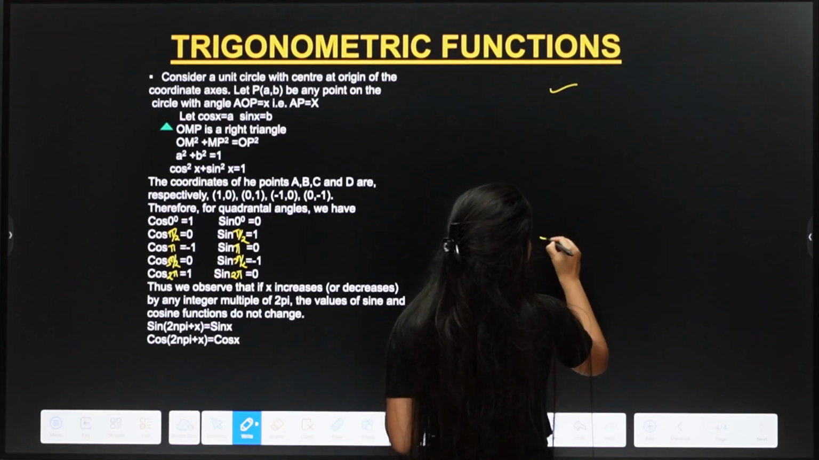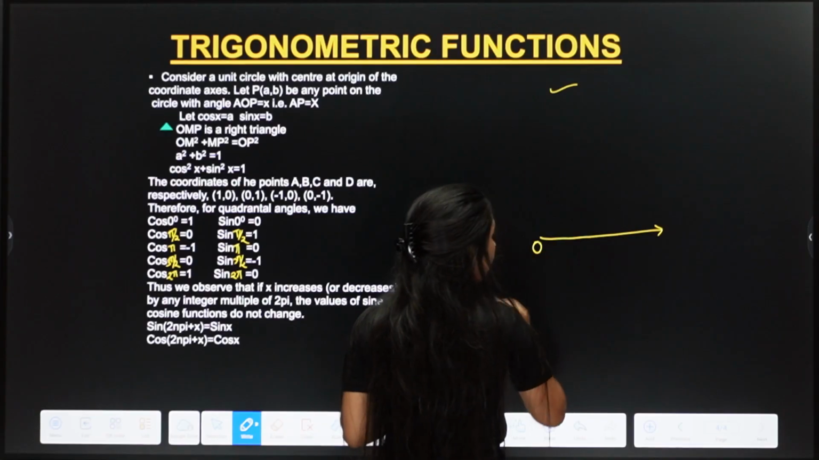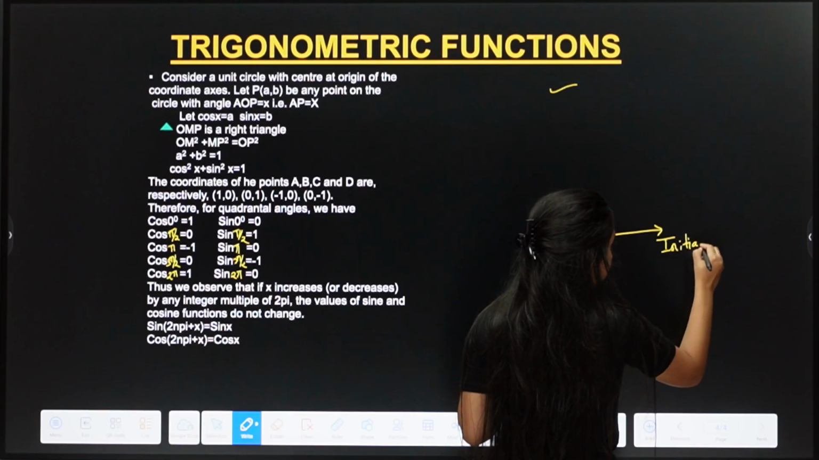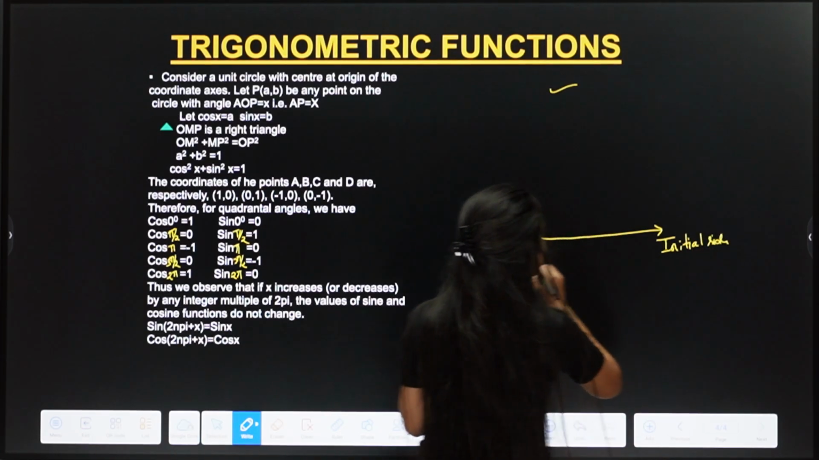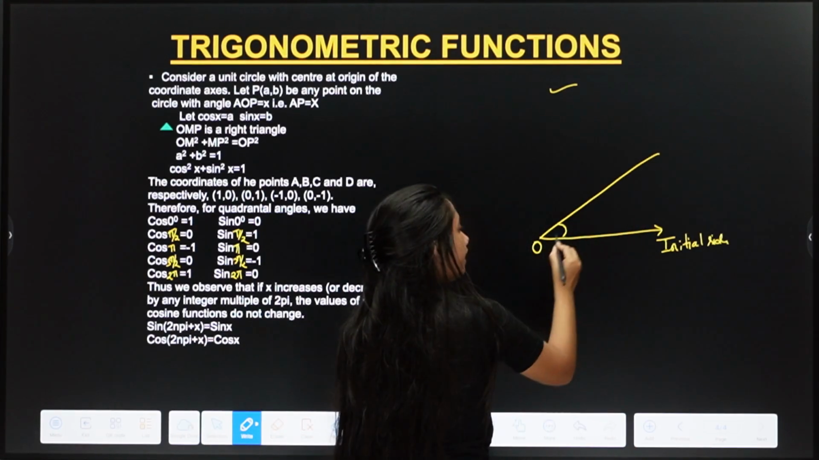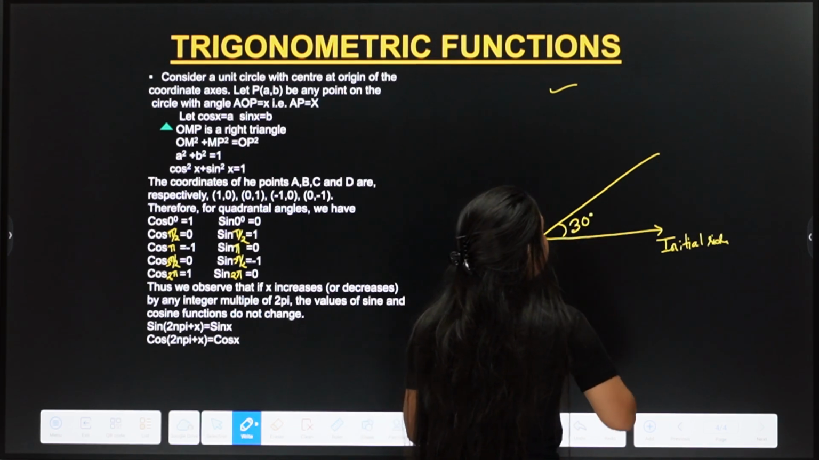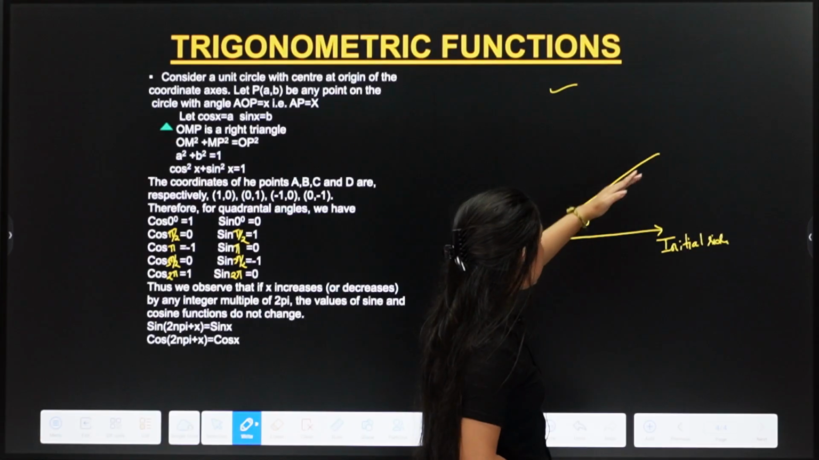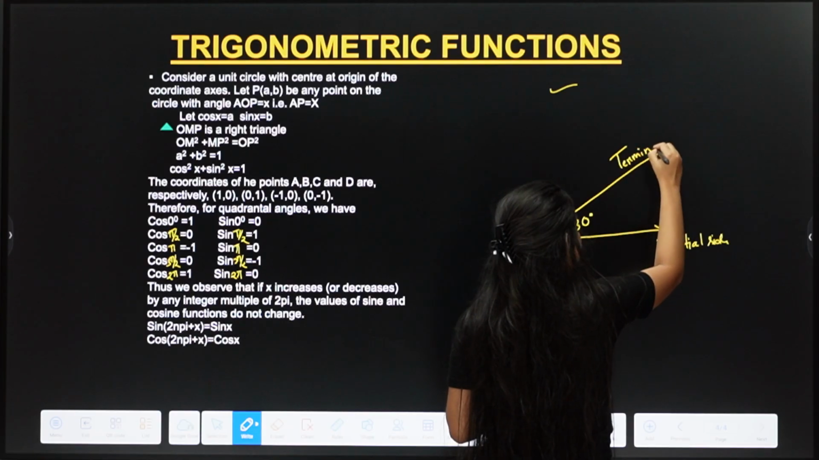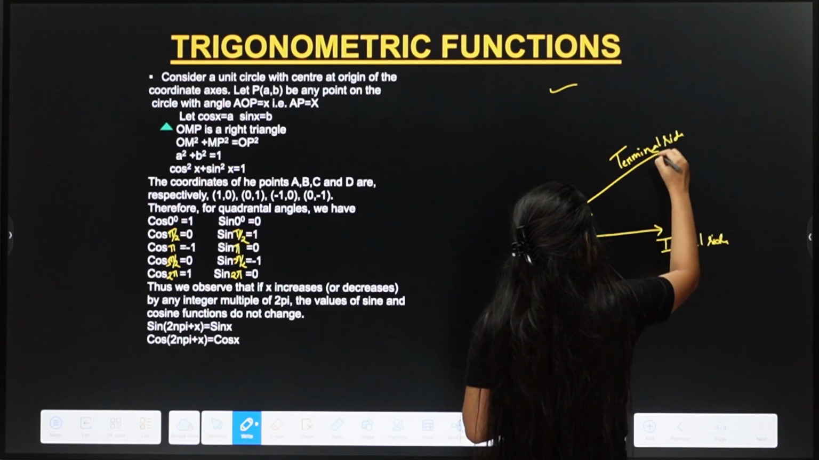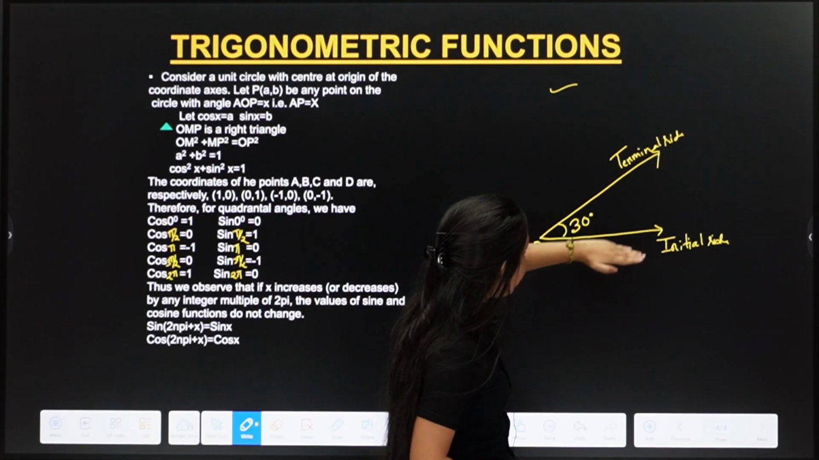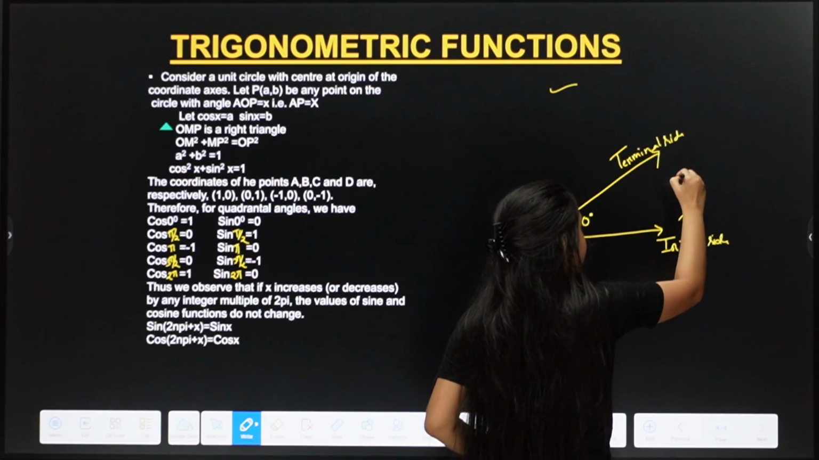For example, if this is a ray and this position is called the initial side, and if this ray rotates and makes an angle, for example of 30 degrees, then the position where this ray rotates and stops is called the terminal side. Terminal side.